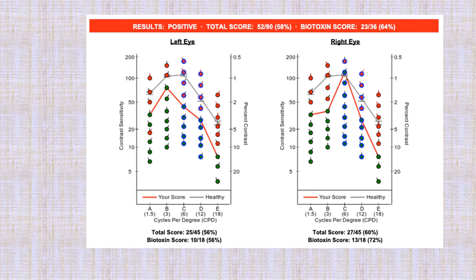Again, you can give binders all day, but if they're being exposed to the mold again, the binders will not permanently help them feel better. They might feel better temporarily, but the consistent exposure is going to keep them sick.